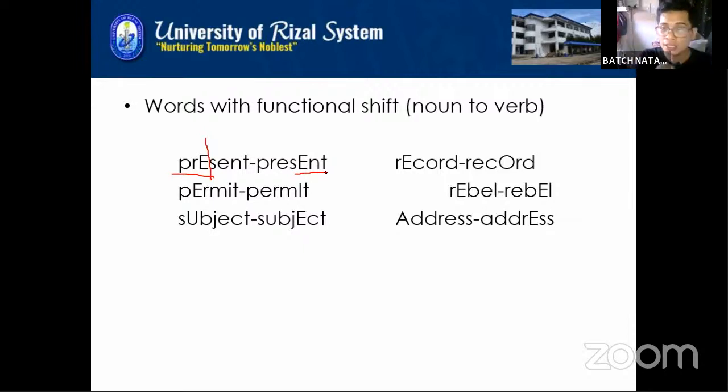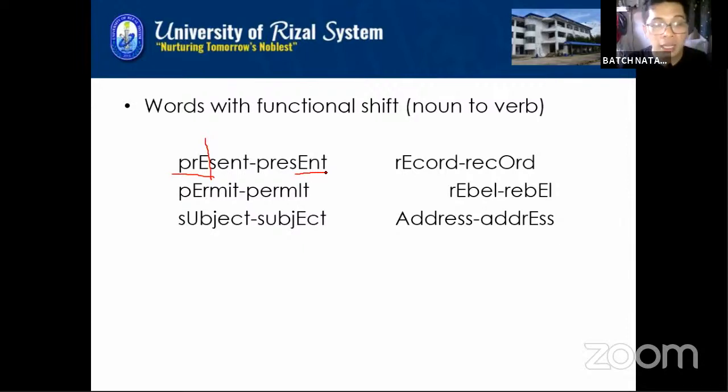So the present that I am showing here is referring to a gift. Present is a verb wherein it's an act of showing something. Let's say, Mark presents the present to her. Mark presents the present to her. Okay, so that's what we meant by functional shift.